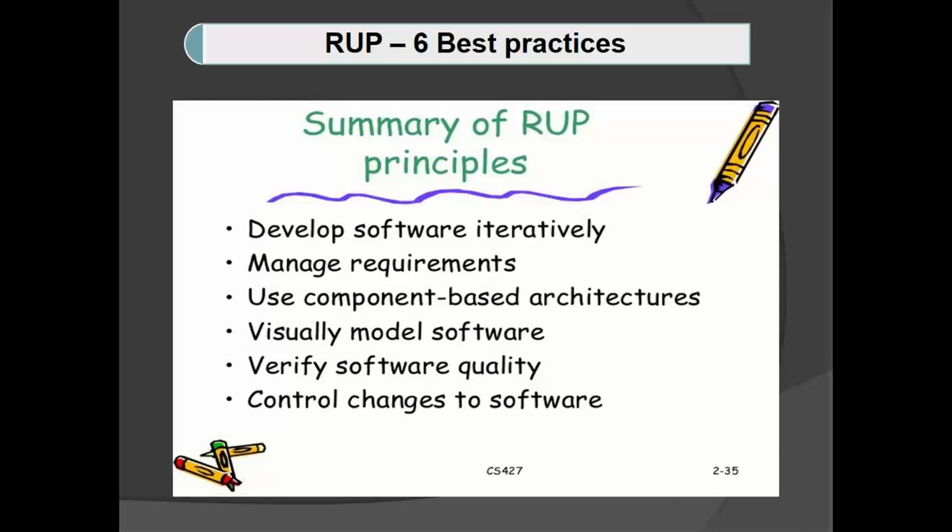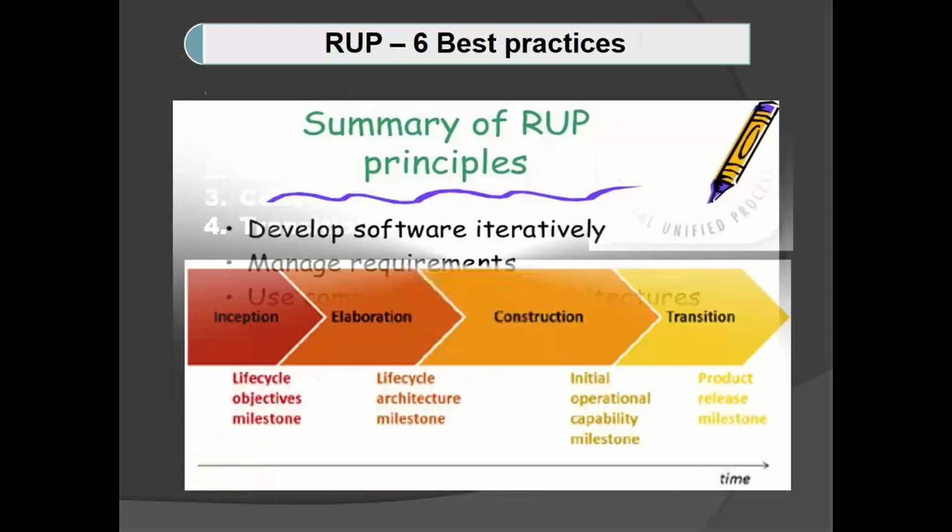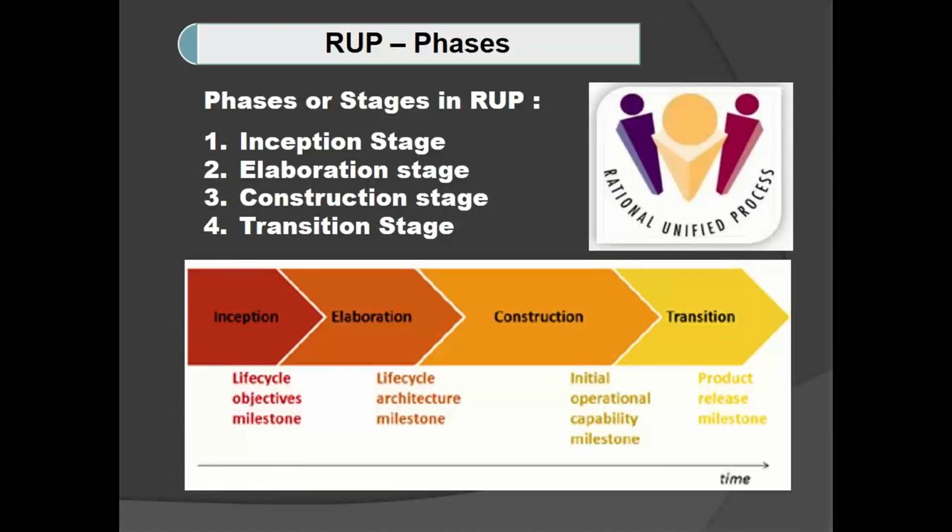Okay. Now, next one is, what are the different phases in RUP? So we have four phases: inception stage, elaboration stage, construction stage, transition stage. So just how in SDLC we have 6 phases, in the same way here we have 4 phases. So inception stage explains about life cycle objectives milestone, and elaboration stage explains about architecture milestone, and construction stage explains about initial operational capability milestone, and then transition stage explains about product release milestone. Okay, so let me explain what happens in each and every phase.